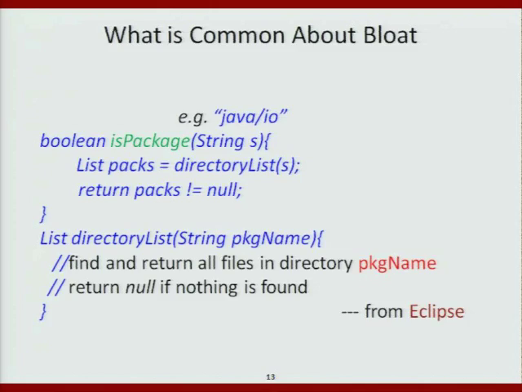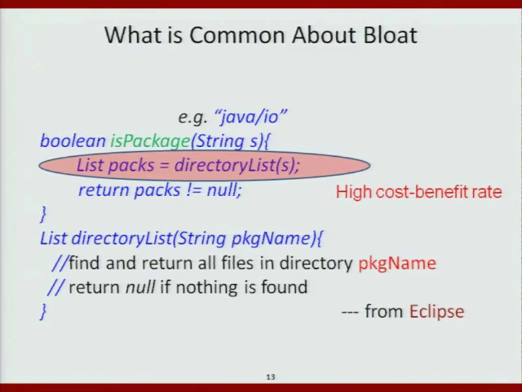This example shows a problem that we found from the Eclipse framework using our dynamic analysis. Here's a method called isPackage that takes a Java string as input and eventually returns whether or not this string represents a valid Java package name. The way this method is implemented is that it first calls another method called directory list in order to identify and return a list of all files in the current directory represented by S here. And then it checks whether or not this returned list equals null.